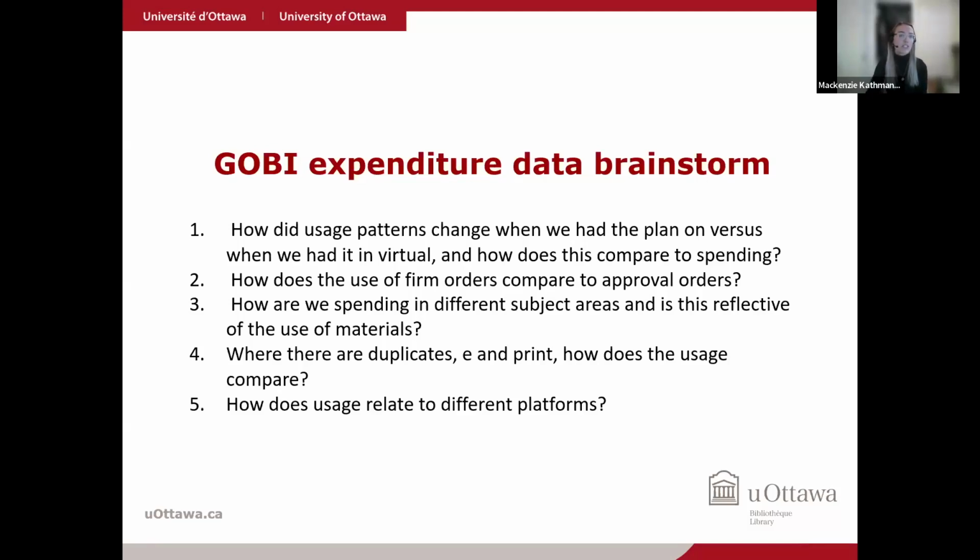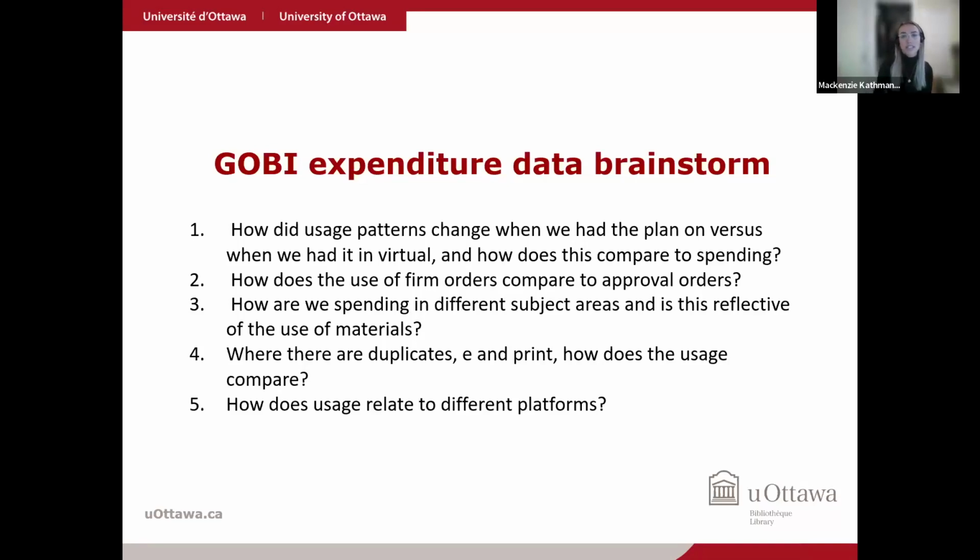So this could inform decisions to increase demand-driven acquisition in certain subjects, but it could also tell us where our front list and our subscriptions are meeting subject needs and where maybe they aren't. Where there are duplicates, electronic and print, how does the usage compare? So I think we've all heard that some departments prefer print, but what does the data actually say about that? Is it still true with new cohorts of researchers and students coming in?